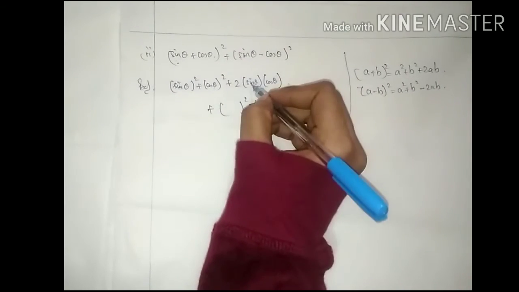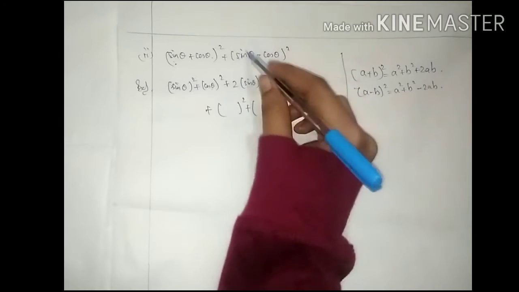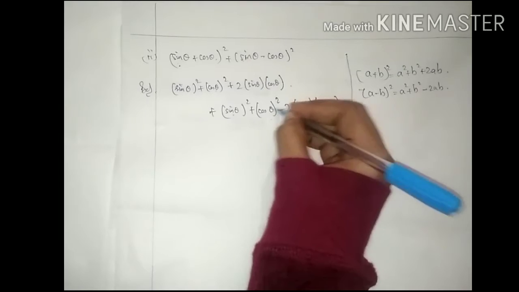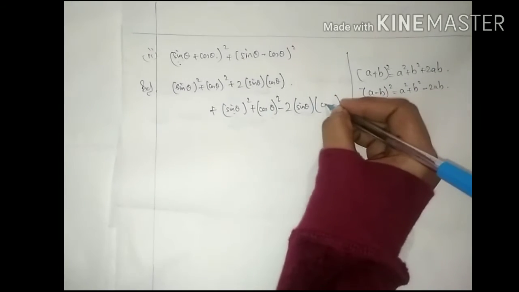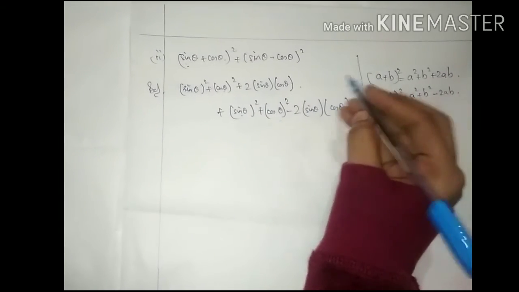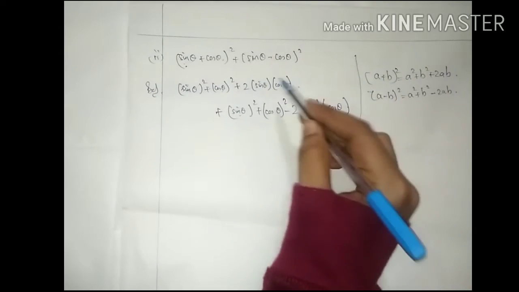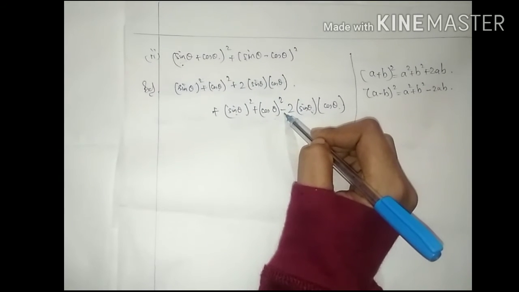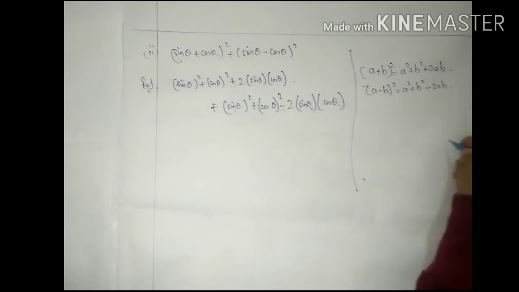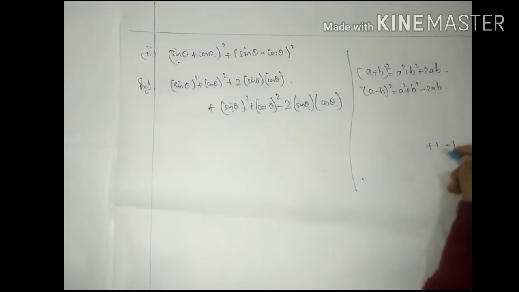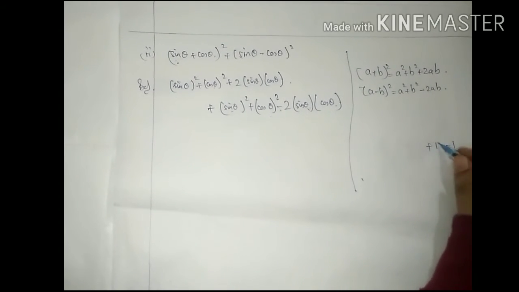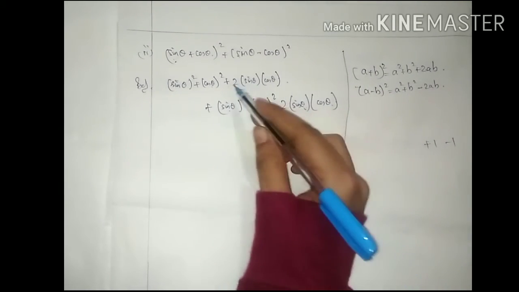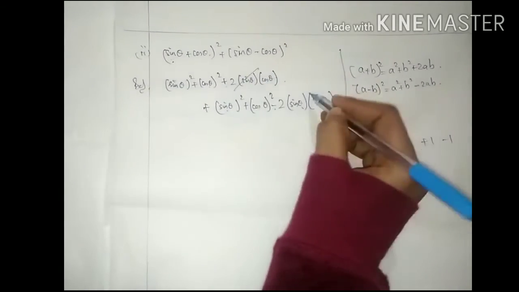Okay, a square plus b square plus 2ab minus, for this: in place of a I am writing sin theta, in place of b cos theta. Then sin theta, then cos theta. You can see over here these two are the same terms, 2 sin theta cos theta and 2 sin theta cos theta, with plus and minus. Like plus 1 minus 1 gets cancelled, the same terms with different signs get cancelled. So here the terms sin theta cos theta are the same, but the signs are different, so we can cancel this too.